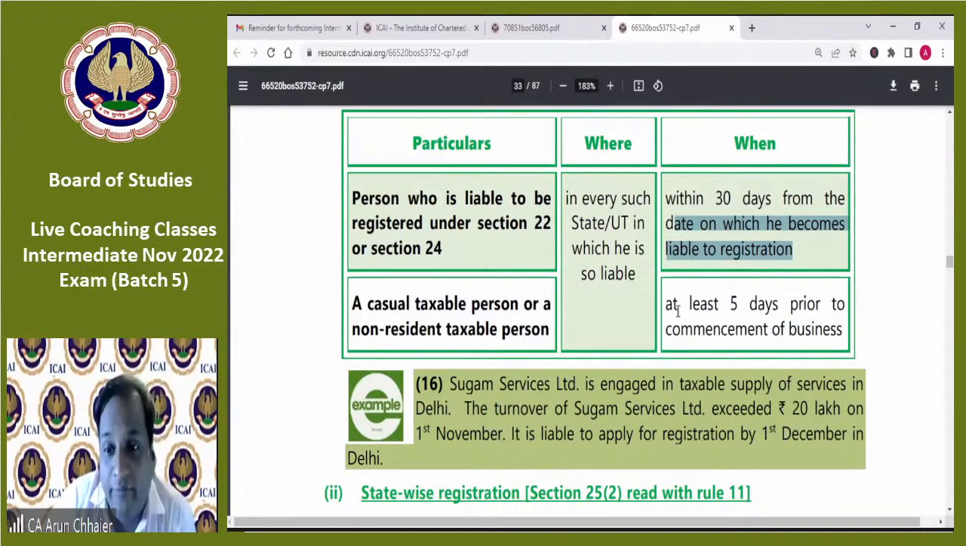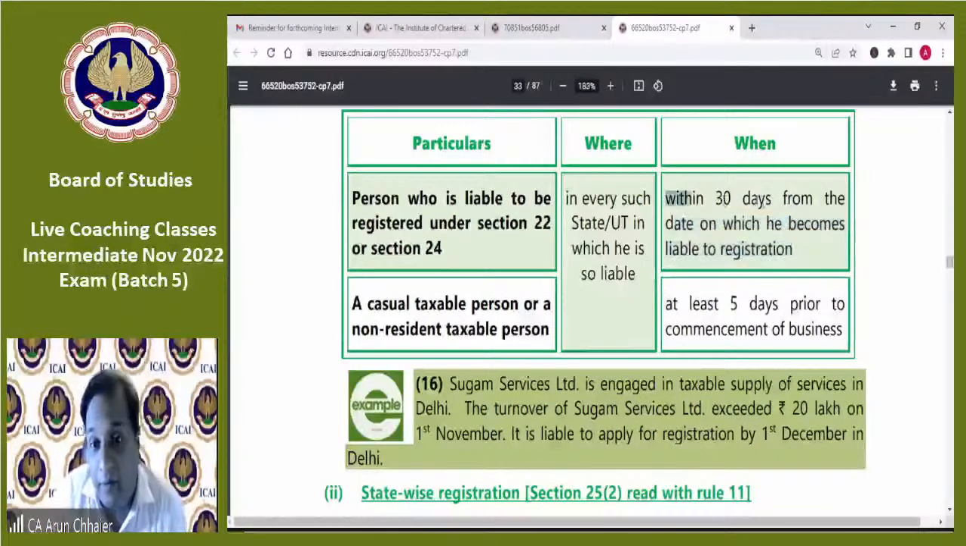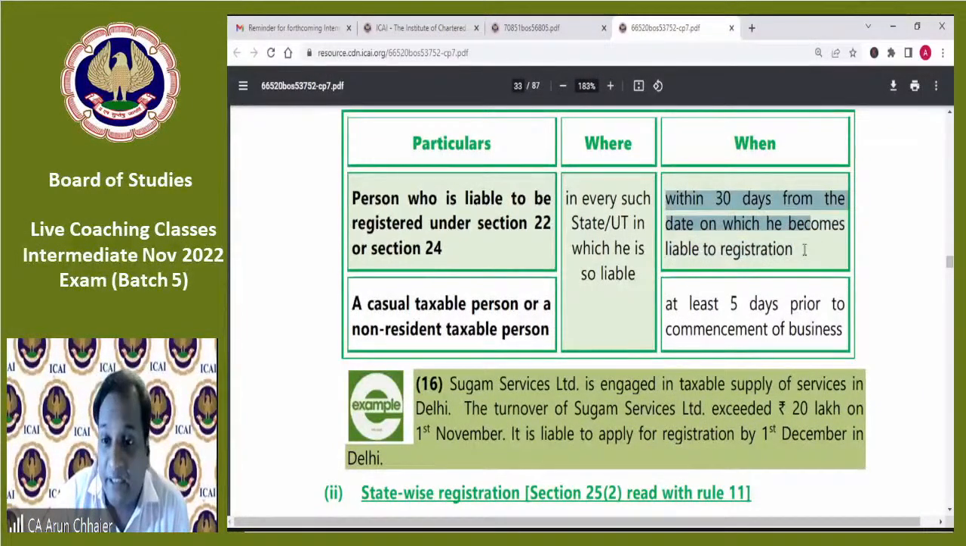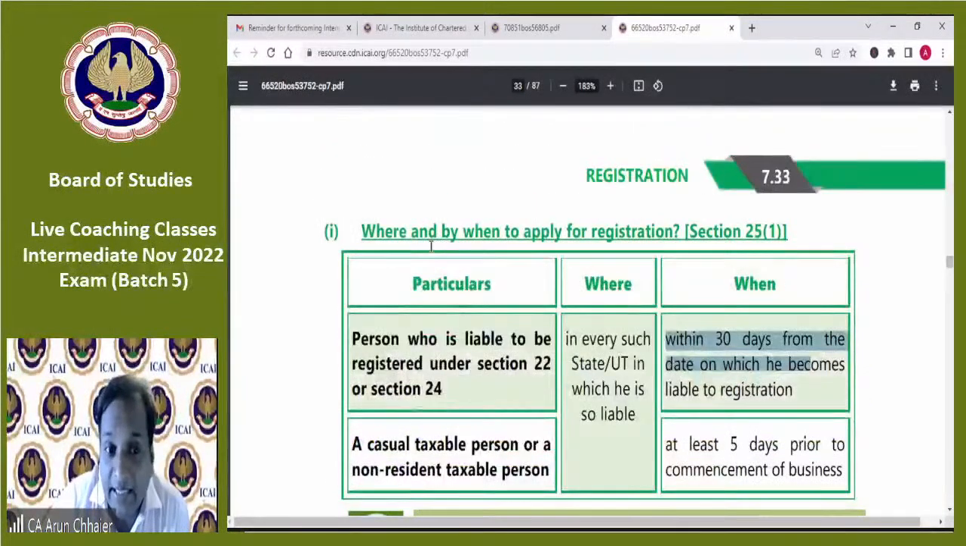Now, if I am making the application within 30 days, then the date on which I become liable will be my effective date of registration. And second, in case of the casual taxable person, at least 5 days prior to the commencement of the business.